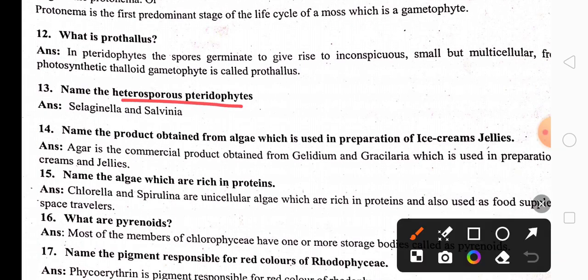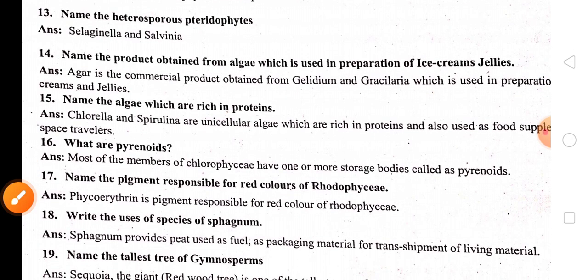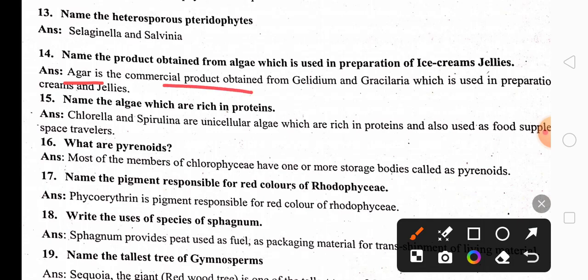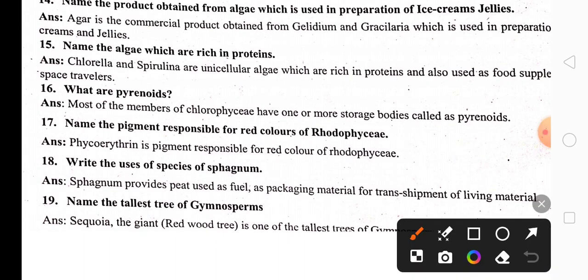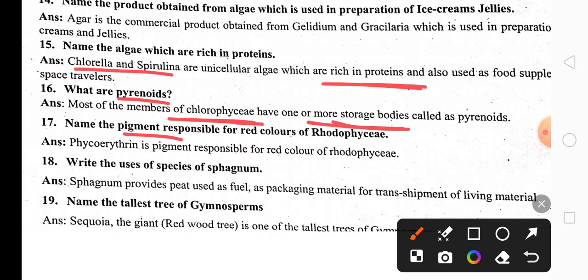Then examples of heterosporous pteridophytes are Selaginella and Salvinia. And agar is the commercial product obtained from Gelidium and Gracilaria, which is used to prepare creams and jellies. The algae rich in protein are Chlorella and Spirulina. They are used as protein supplements. And pyrenoids are the storage bodies in Chlorophyceae. The pigment responsible for red color in Rhodophyceae is phycoerythrin.